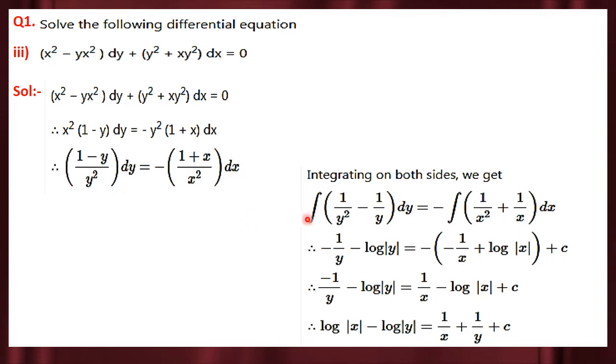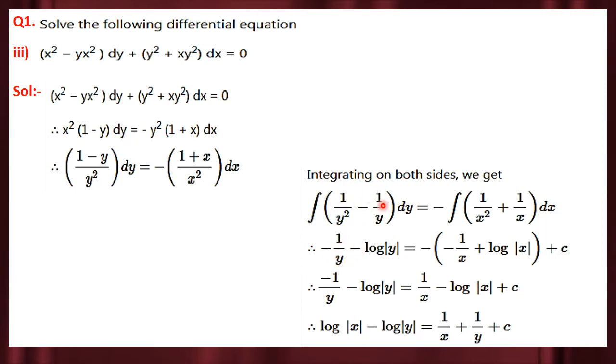Now we can integrate. The denominator can be separated for each term of the numerator, that is the integral of (1/y² − 1/y) dy is equal to −(1/x² + 1/x) dx. Now the integral of 1/y² is −1/y, because 1/y is a function whose derivative is −1/y². So there is no minus sign, so we will take it as −1/y.